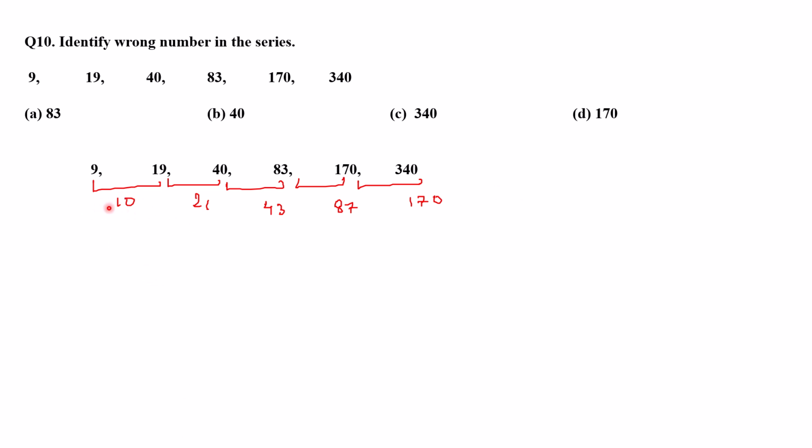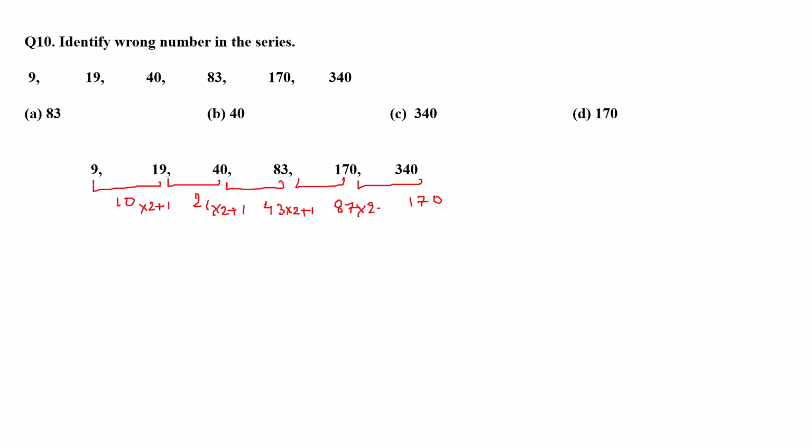So in 10, if I multiply by 2, I will get 20. In 20, if I add 1, I will get 21, isn't it? Same way in 21, if I multiply by 2, I will get 42, and 42 plus 1 is 43. It means the pattern goes like this. Multiply by 2 plus 1. Again 43 into 2 is 86. 86 plus 1 is 87.